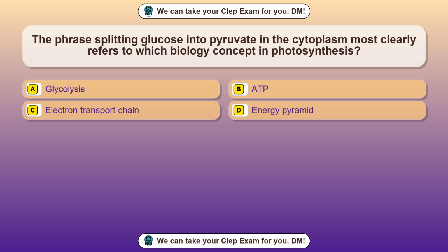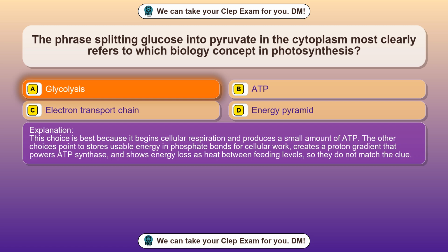Question 92. The phrase splitting glucose into pyruvate in the cytoplasm most clearly refers to which biology concept in photosynthesis? Option A, glycolysis. Option B, ATP. Option C, electron transport chain. Option D, energy pyramid. The correct answer is option A, glycolysis.